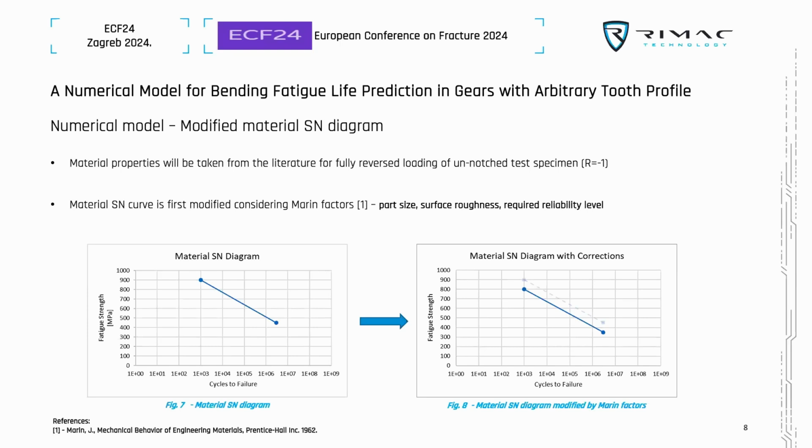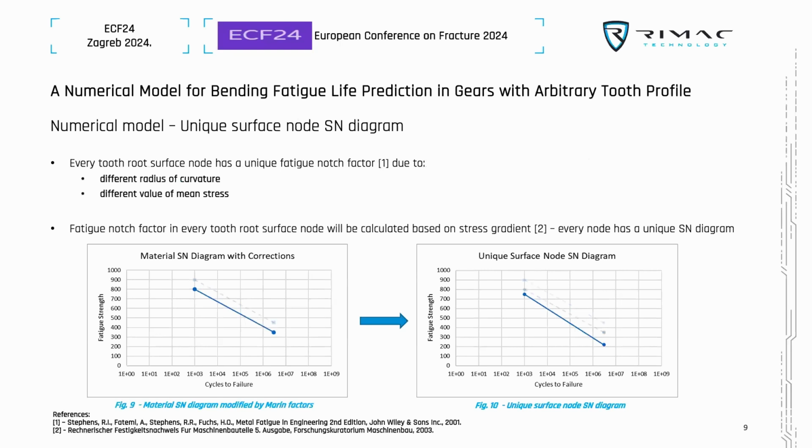So we start with an SN diagram, and we are first taking into account the size, the roughness, and the required reliability level. Once we've done that, we need to account for the fact that each tooth root surface node has a different and unique fatigue notch factor due to the different radius of curvature, the different values of mean stress in every node, and so on. Once we calculate this and take this into account, it is possible to establish a unique surface node SN diagram for every tooth root surface node.